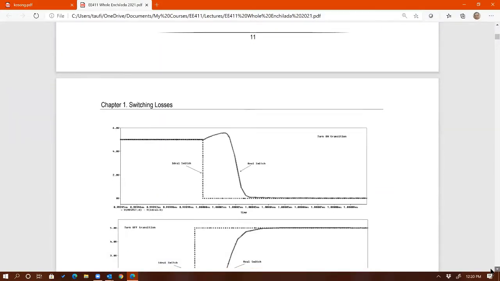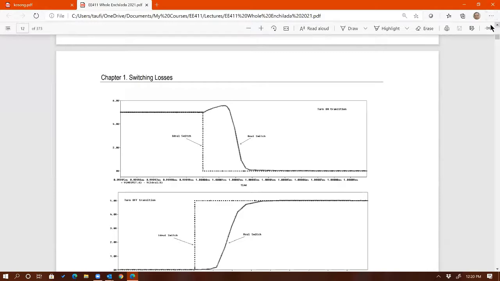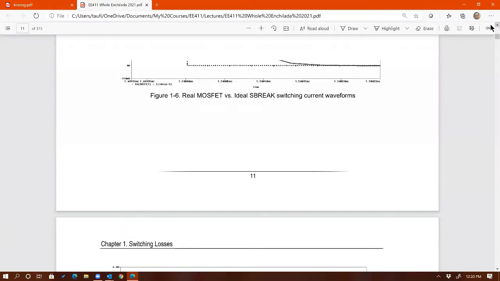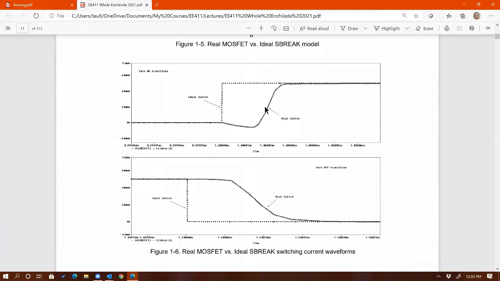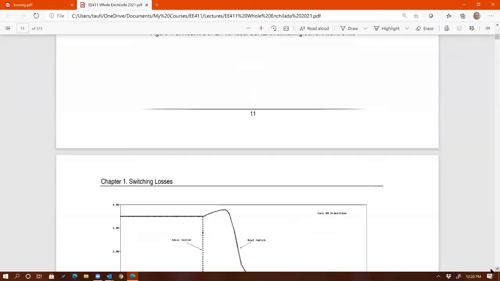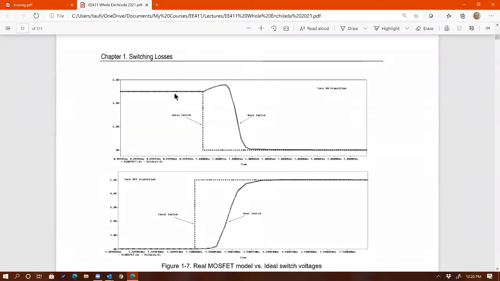So that's current. Yes, these are showing you current. You can see the current transition, turning on and turning off. The next two sets are for voltage. Same way, right? You can see the voltage transition when it's turning on. We expect the voltage to change from some high value to a low value when it's turning on. But again, for the ideal switch, it's very, very quick.